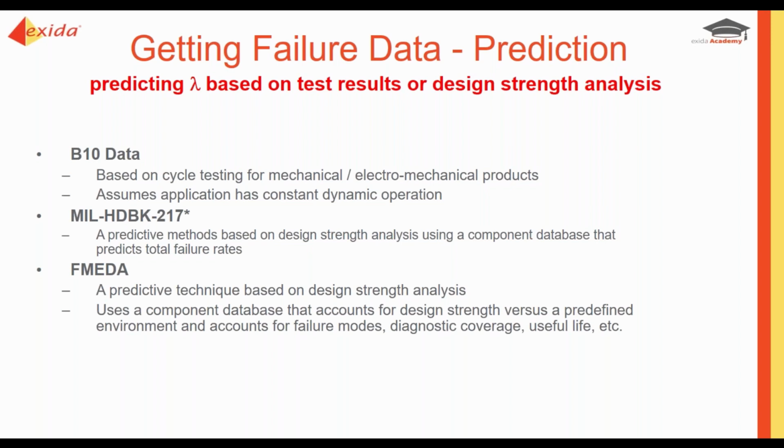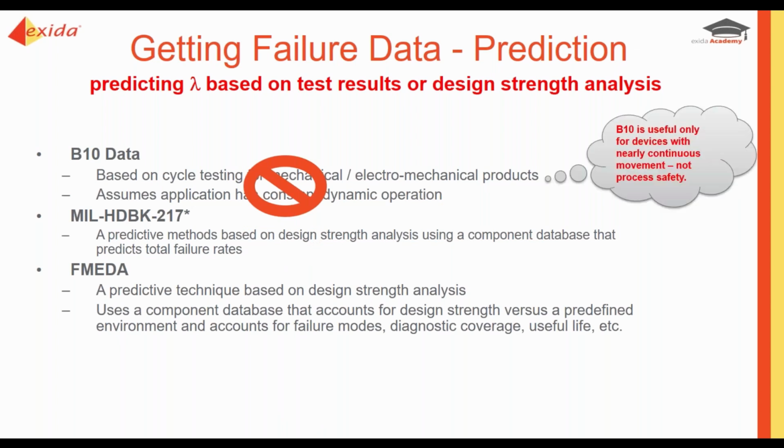However, if you're in the process industry or you're a SIF that is going to close on trip, and you're hoping that you're not seeing a demand on your system once a day or multiple times a day, you're going to be in low demand mode of operation. All of a sudden, B10 is not an applicable option for you. So B10 is only if you are in high or constant motion, in dynamic operation, like robotics or machinery.